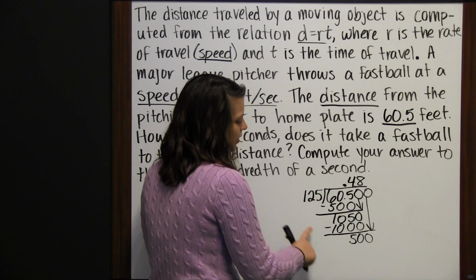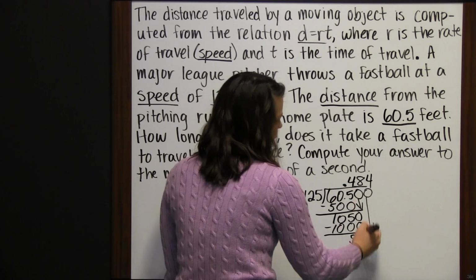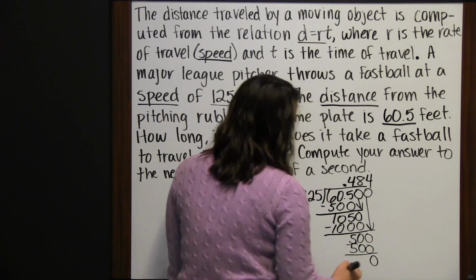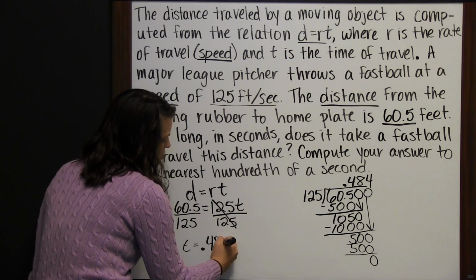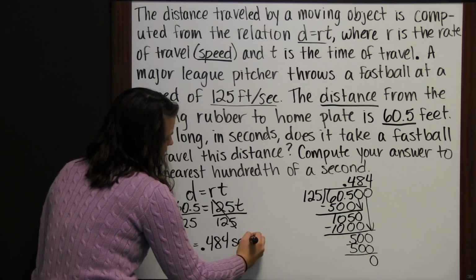And 125 goes into 500 4 times. 125 times 4 is 500. Subtract and you get 0. So that means that the time would be 484 thousandths seconds.